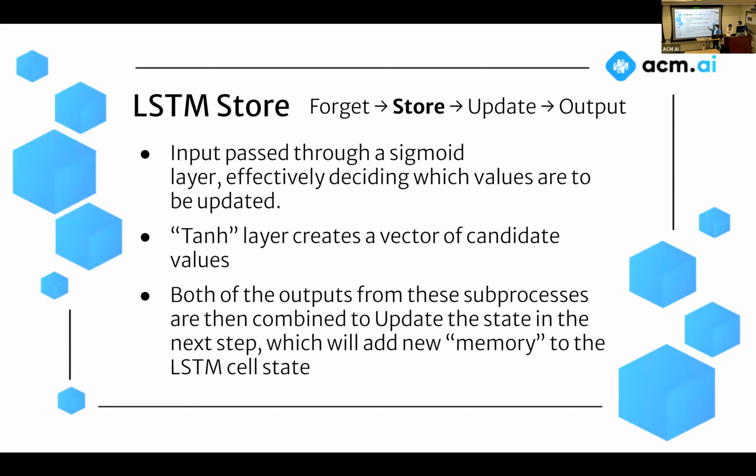Again, the tanh layer creates a vector of candidate values, aka the possible bits of information we're storing, and before it's stored, we're filtering that information to get rid of the useless ones with I of t over here.